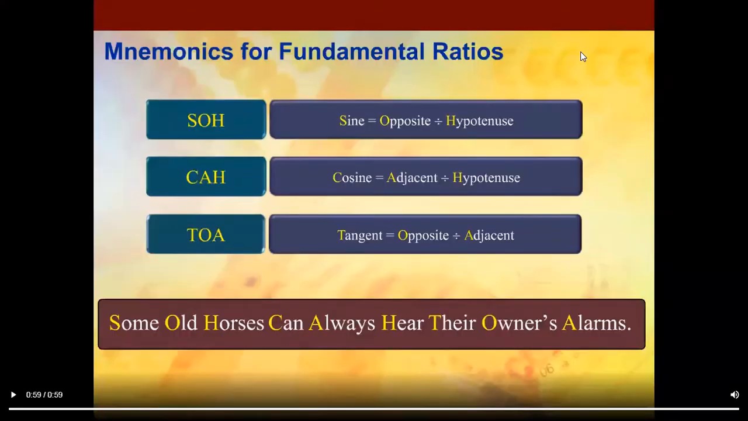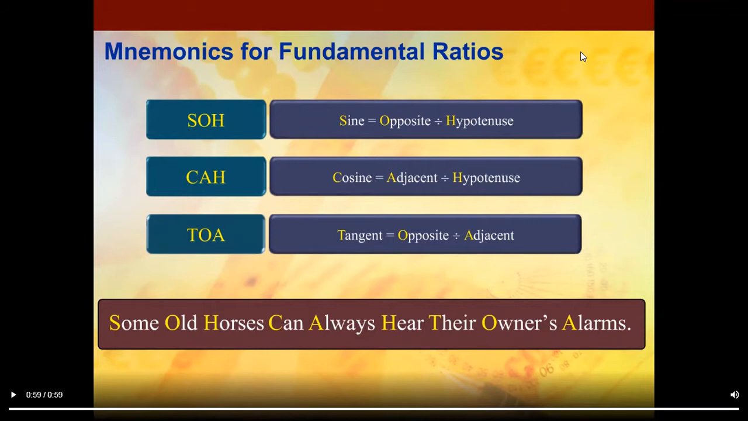In my previous video, I explained an interesting way of remembering the fundamental ratios of trigonometry by taking the first letter of each word. So: some old horses can always hear their owner's alarm. If you can remember this sentence, you can remember the trigonometric ratios like SOH CAH TOA.